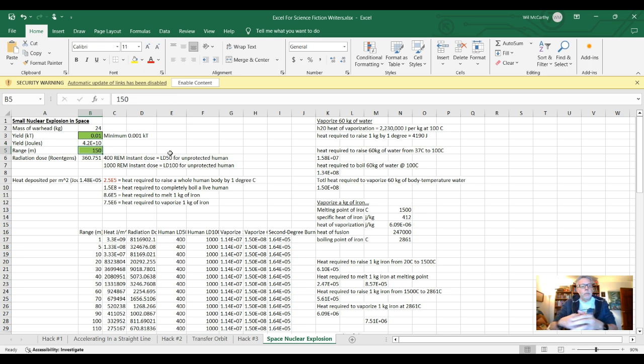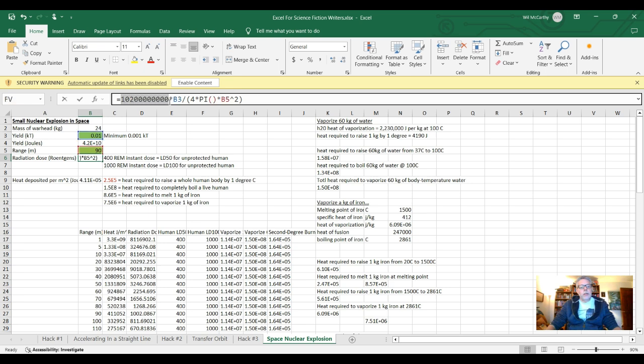So we can look at how it behaves at different ranges. If we go to a range of, say, 90 meters away from this explosion, we have ionizing radiation that's released by the bomb. That ionizing radiation is this constant here times the yield of the bomb. This is the dose in Roentgens per kiloton, times the number of kilotons, divided by that 4 pi r squared that we talked about before.